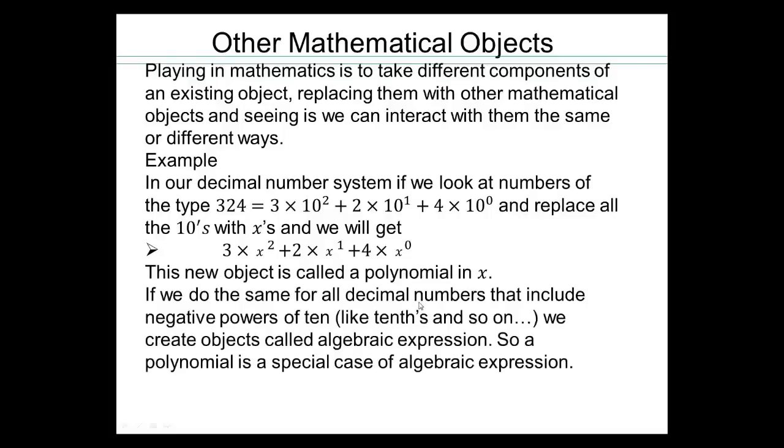If you do the same thing with all decimal numbers, that is, replace all the powers of base 10 with x's in decimal numbers, you create an object called an algebraic expression. So for example, a 10th, which is 1 over 10, will be replaced with 1 over x, and so on. So a polynomial is a special case of an algebraic expression. We'll work with this more in depth a little bit later.